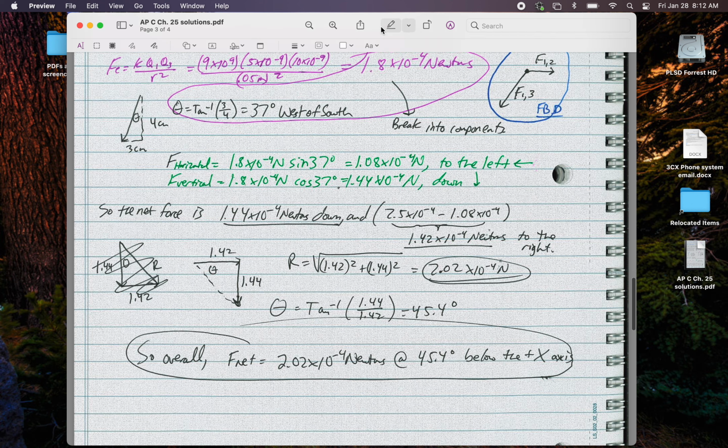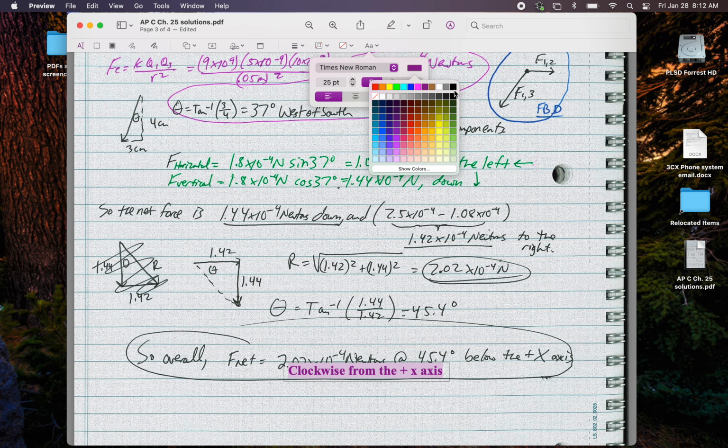Technically, I think one of the weights, because they like to correct me, makes them feel good about themselves, but that's okay. I would also, you could say, clockwise from the plus x-axis. So I will adjust that for them.